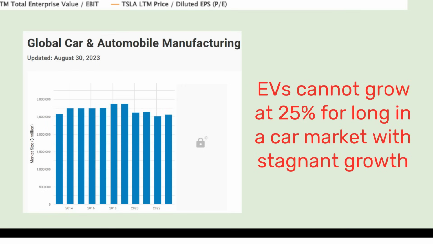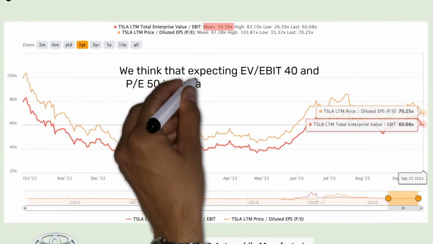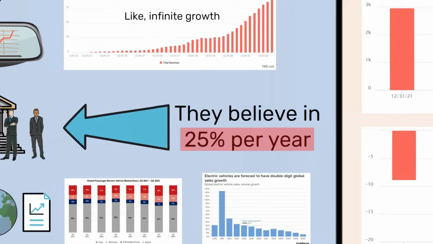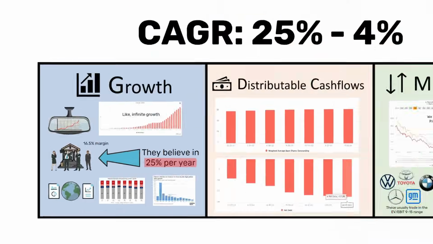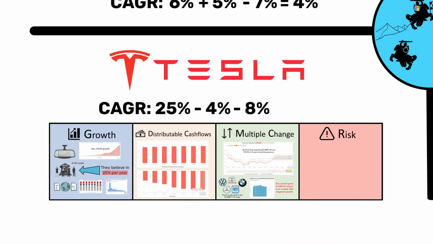It's hard to say an exact figure, but 3 years from now, we believe EV/EBIT 40 and PE 50 should be generous. The analysts expect the operating margin to be about 16.5% in 3 years, which will help bring the multiples down by increasing profits. But all in all, with these assumptions, the multiple will contract by about 8% per year during the next 3 years.